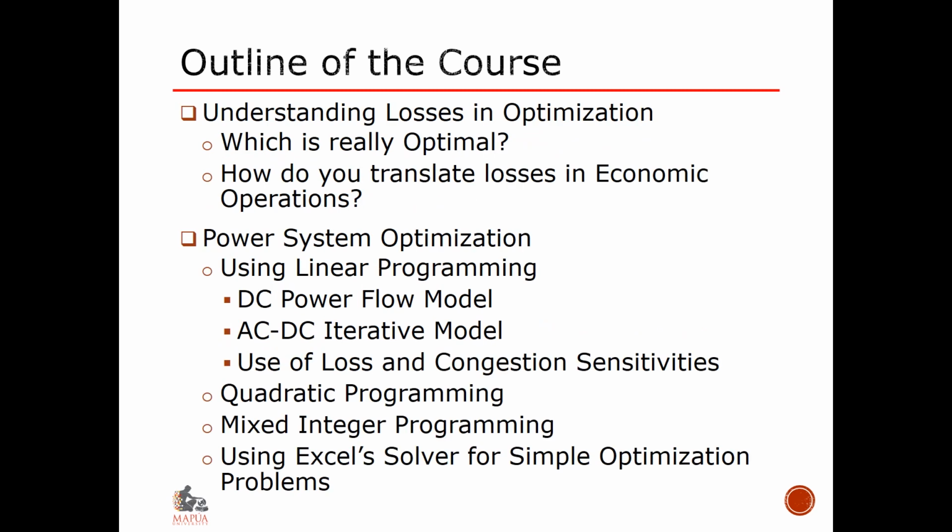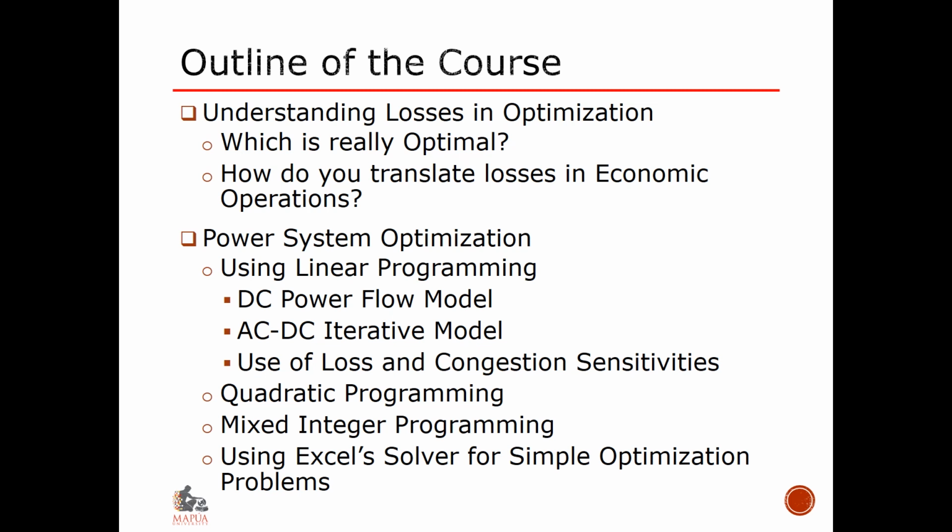Now, once we have a grasp of how optimization is performed, we'll dive more into the details, such as, obviously, we can't get away from losses in the power system. So how do we handle power system losses in a power system optimization problem? How do we know which is really optimal? Someone that may look cheap, but given the amount of losses that it will have to recover, is it really the most optimal generator to dispatch or to schedule? So how do you translate those losses in economic operations?